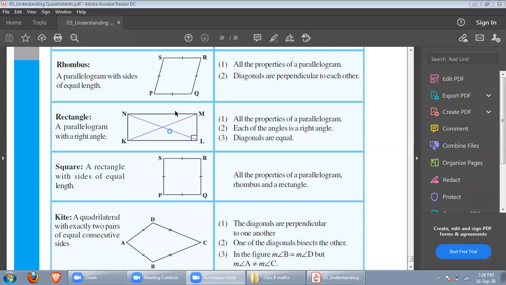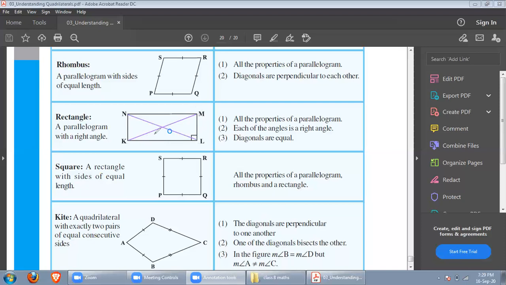That means ON and OL will be equal. OK will be equal to OM. I am not talking about OK equal to ON, or OK equal to OL. I am talking about ON equal to OL, and OK equal to OM. The diagonals bisect each other at this intersecting point O. So the diagonals bisect each other because a rectangle is a parallelogram. In a parallelogram, the diagonals bisect each other.